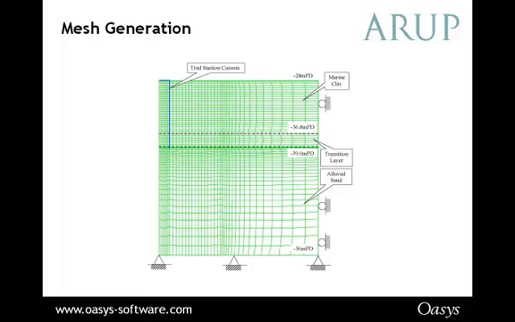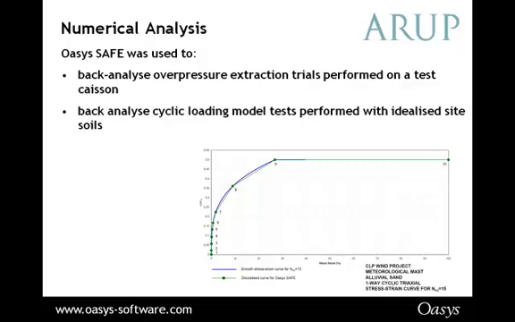As you can see, it's an axisymmetric problem because it's taken along a line of symmetry. And how is SAFE used? Well, SAFE is used to back-analyze overpressure extraction trials for the test casing. So basically the test casing was pushed out immediately following installation and pushed out following 50 days of setup. And SAFE was particularly useful for this kind of problem because of its time-dependent capability. So it was used to model overpressure stages and holding times employed in actual push-out tests. In that way, SAFE was a very useful tool.